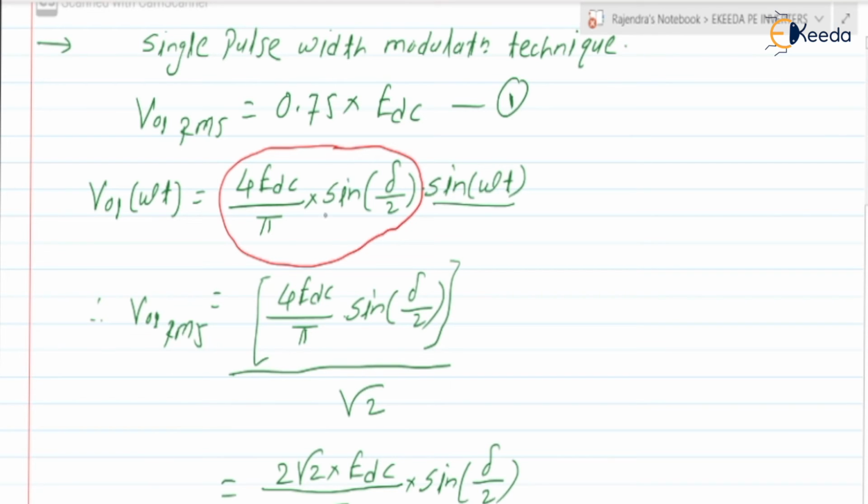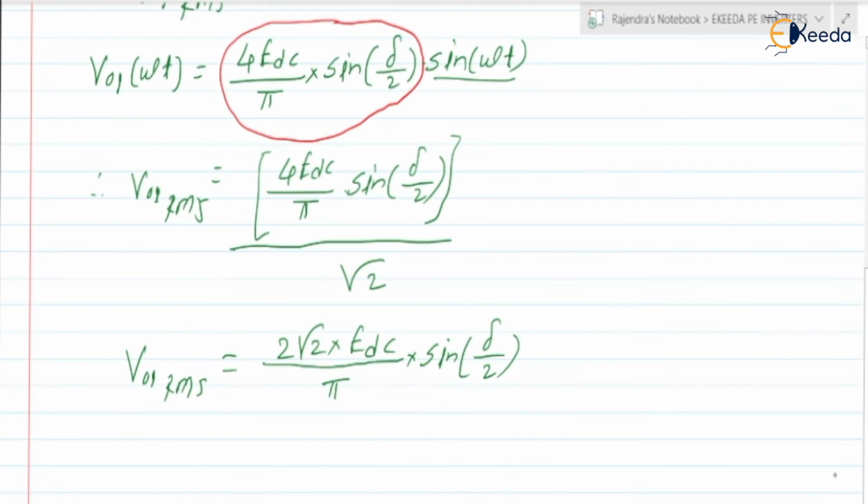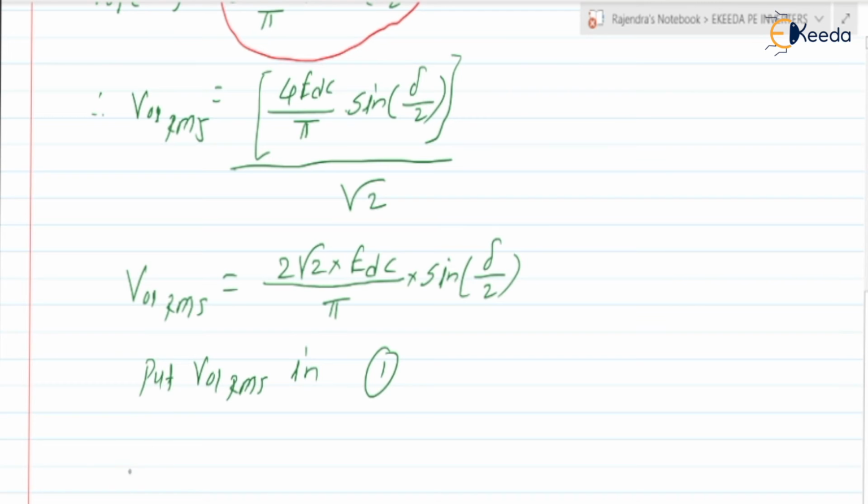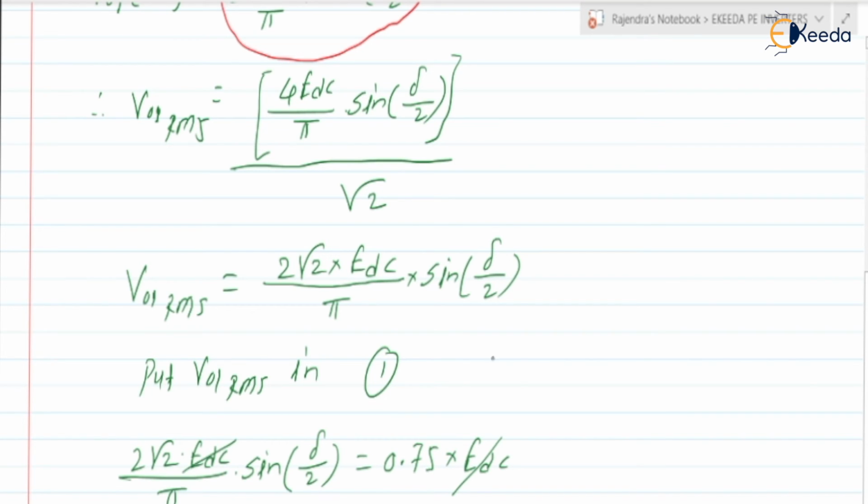This is V01 RMS, but what is V01 RMS? It is 0.75 EDC. Now can we put this V01 RMS in equation 1? Yes, put V01 RMS in equation 1. So we can write 2 root 2 into EDC divided by pi into sine of delta by 2 is equal to 0.75 into EDC. EDC here and EDC here will get cancelled.